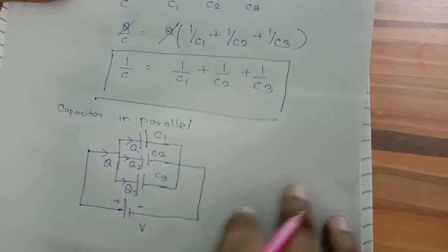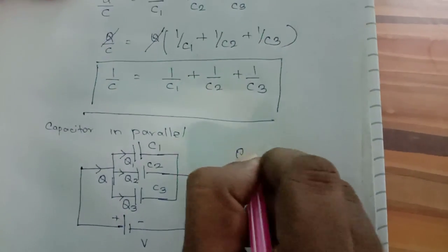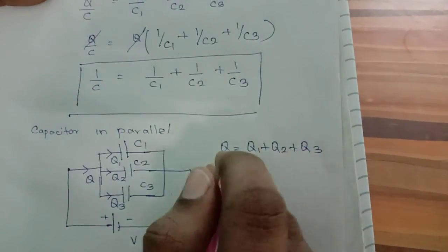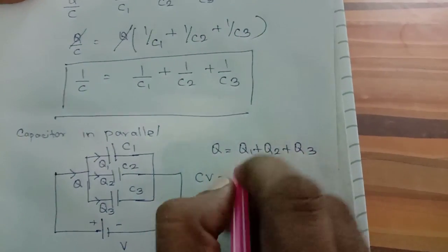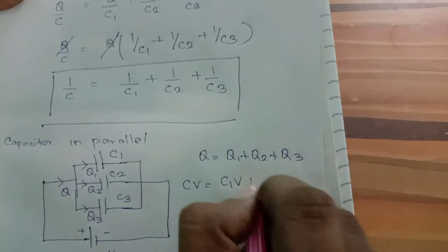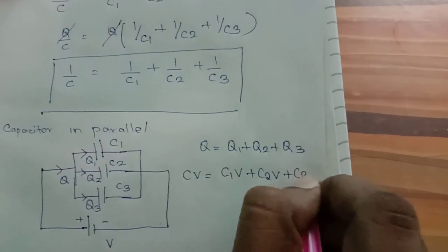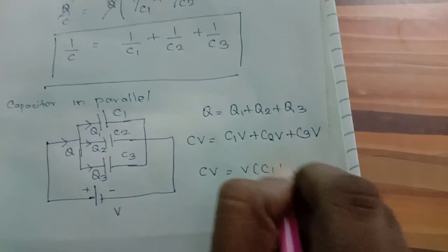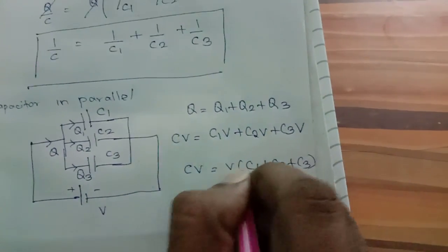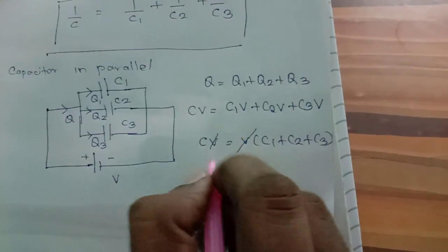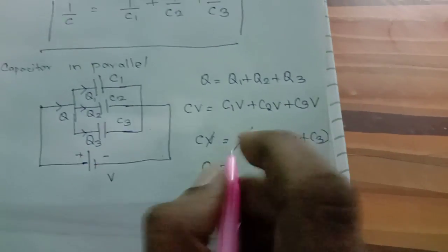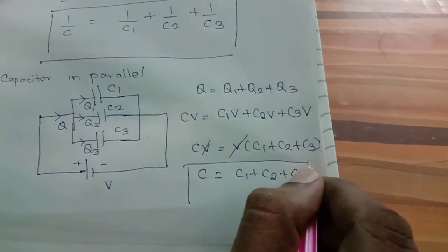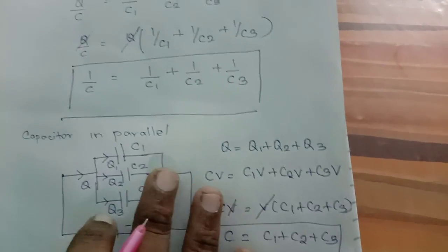The fundamental formula: the total charge Q equals Q1 plus Q2 plus Q3, and you know Q equals CV. So Q equals C1V plus C2V plus C3V. Taking V as common, it is C1 plus C2 plus C3, and V cancels on both sides. In simple words, when capacitors are connected in parallel, the values are added. This is a very important derivation, and they may ask it in your examination.